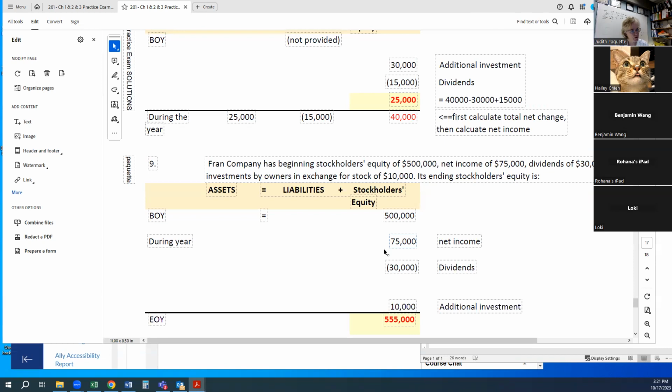And you can see that it increased with net income, it decreased with dividends, and it increased with additional investment. But here I'm showing it just as the during-the-year net change. Here I'm saying beginning plus during equals ending. Just a little different way of presenting the data.